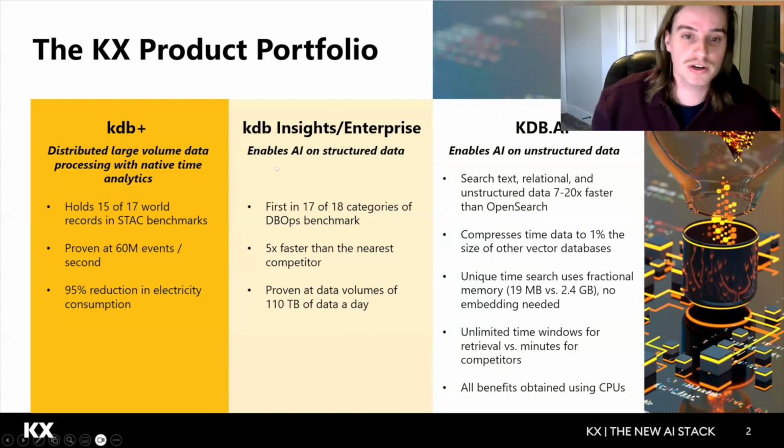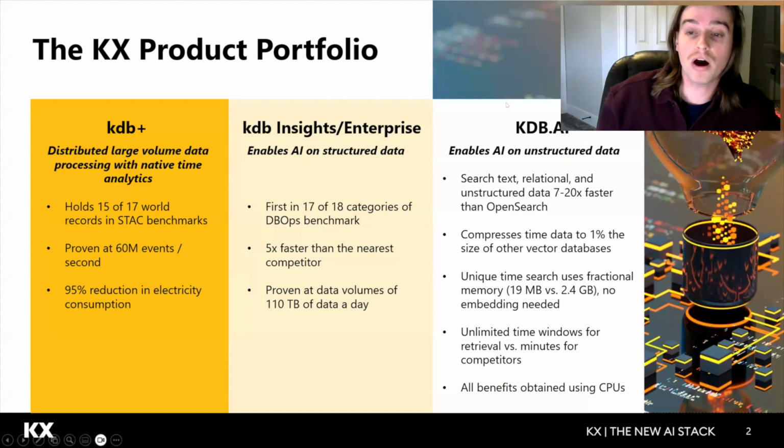So Insights is where you're able to enable AI on structured data like time series data, relational databases, things like that. But what we're going to be focusing on today is KDB AI. And what this is, is a vector database. And it allows us to use AI alongside unstructured data like text, video, images, audio, things like that. So what we offer are a couple different versions. We have a cloud version that's available for use, as well as a server version.